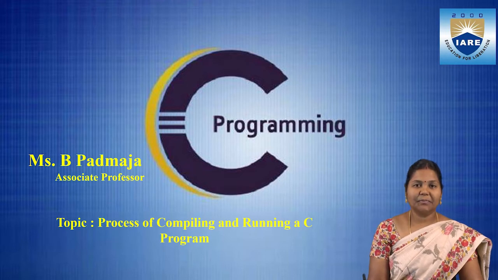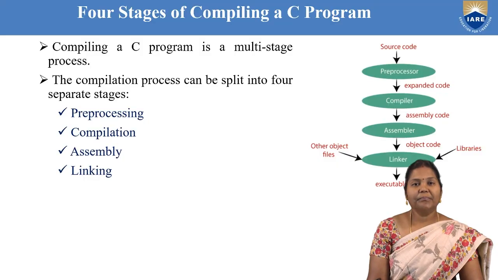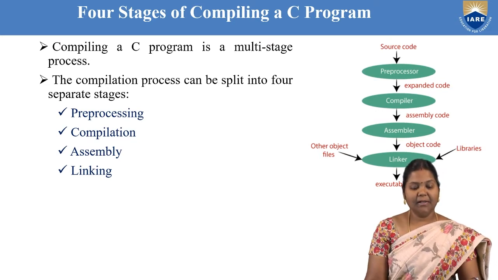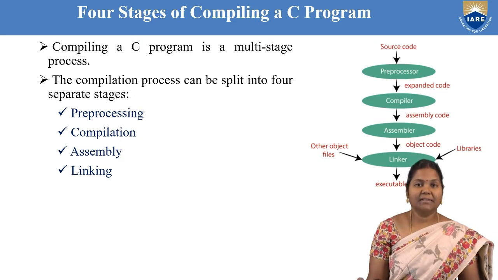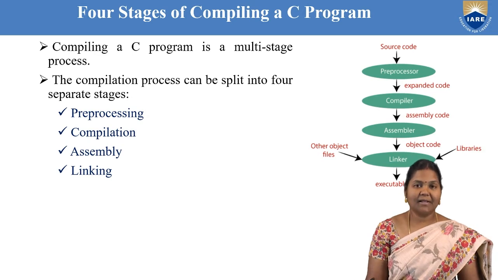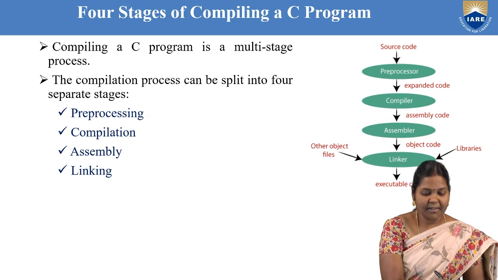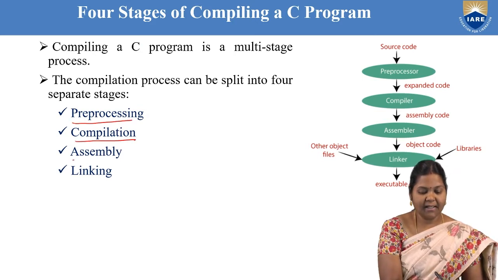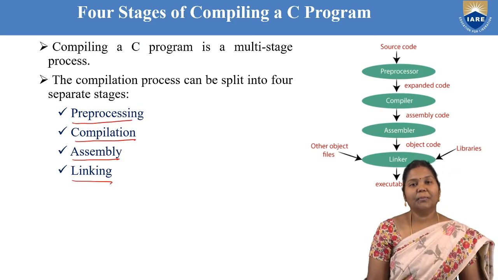Today we are going to discuss the process of compiling and running a C program. Compiling a C program is a multi-stage process, and it can be split into 4 stages. First one is called pre-processing, second one is compilation, third one is assembly, and fourth one is linking. So, pre-processing, compilation, assembly and linking are the 4 important steps for the program execution.